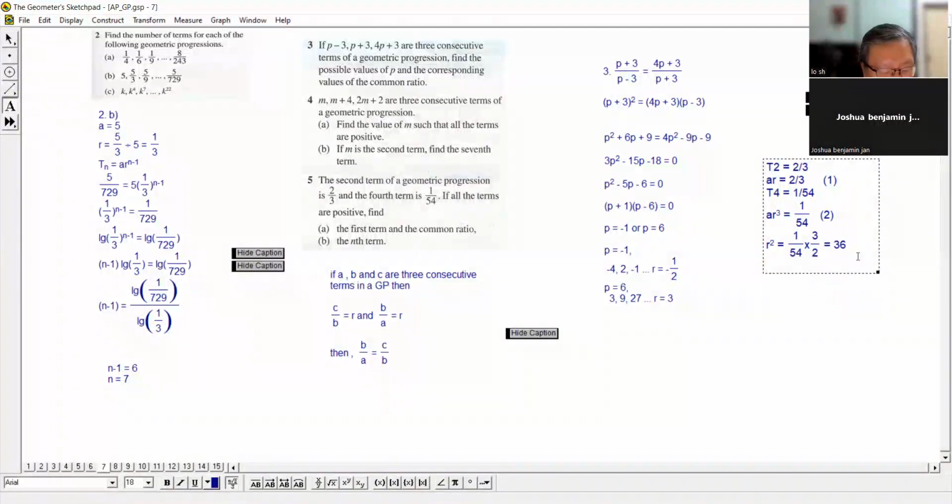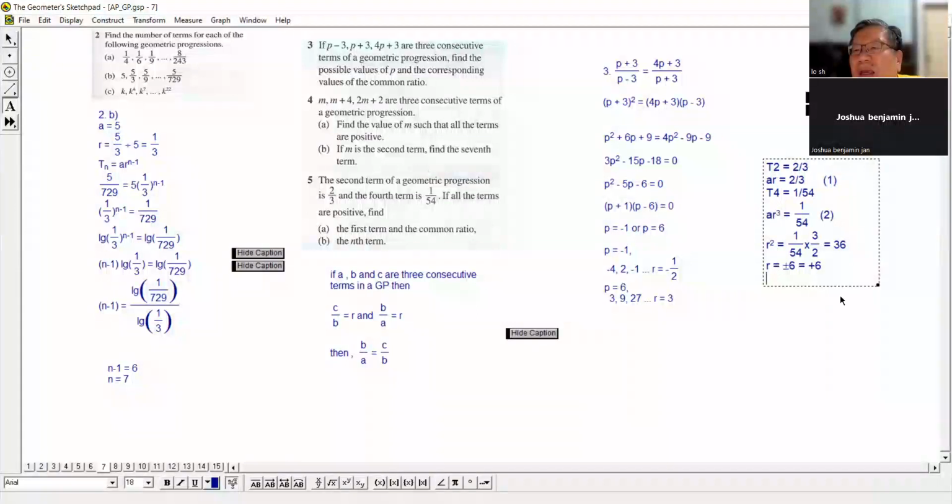So R equals the square root of 36, which is plus or minus 6. So there are two possible values of R. But all the terms are positive, so we cannot have a negative R. So it will be a positive 6. It's not square root 6, it's square root of 36. So we have found the value of R.